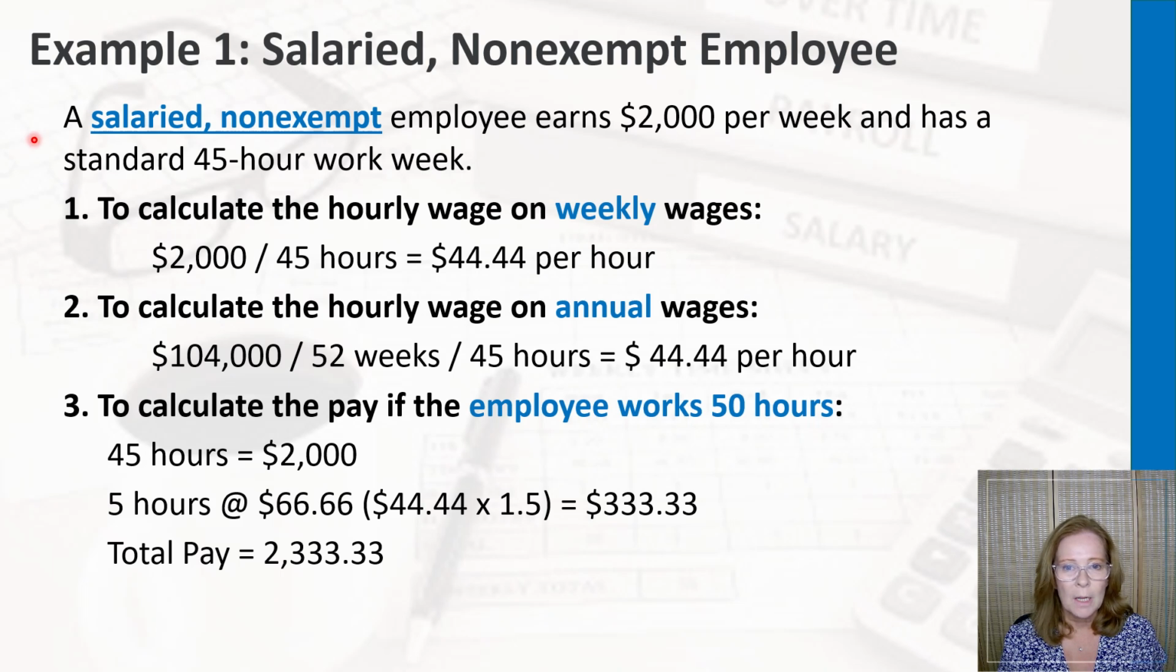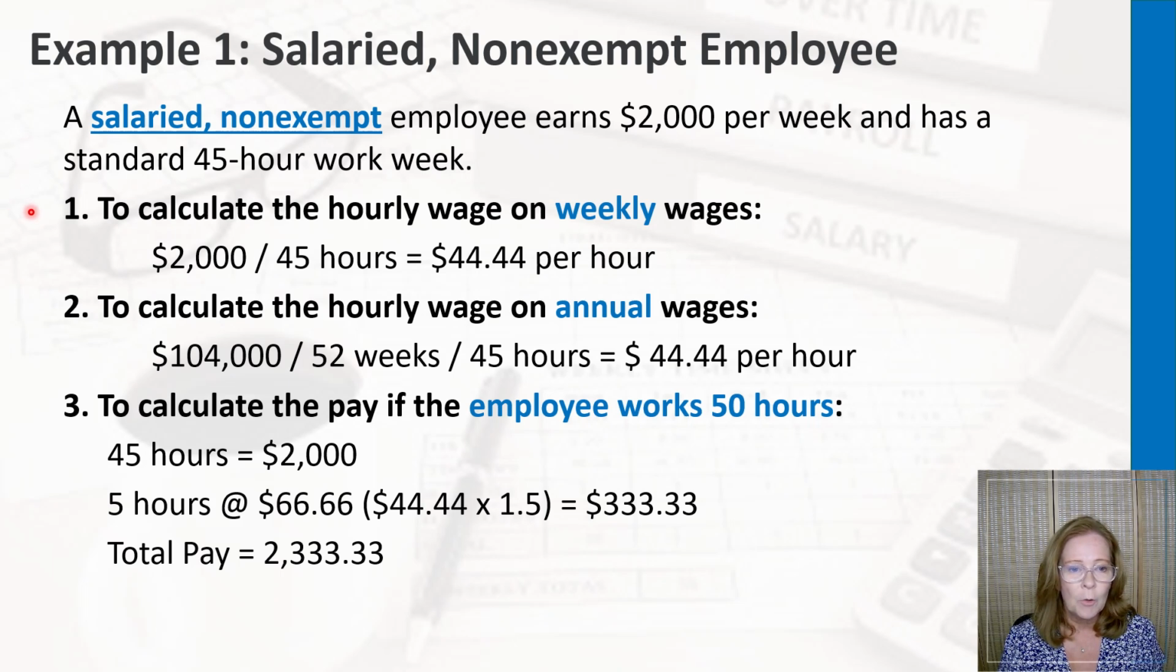Here's an example. A salaried non-exempt employee earns $2,000 per week and has a standard 45-hour work week. The reference to the 45-hour work week means that the salaried employee only gets overtime when they work more than the 45 hours per week. And non-exempt means that this employee is subject to overtime.